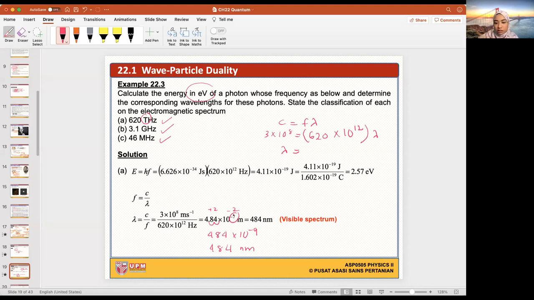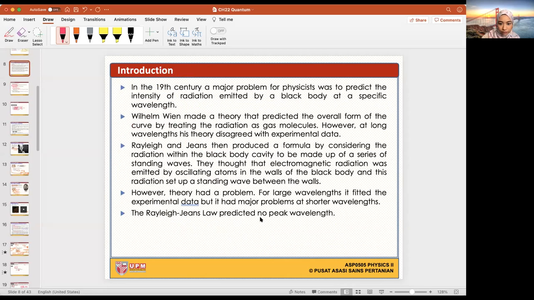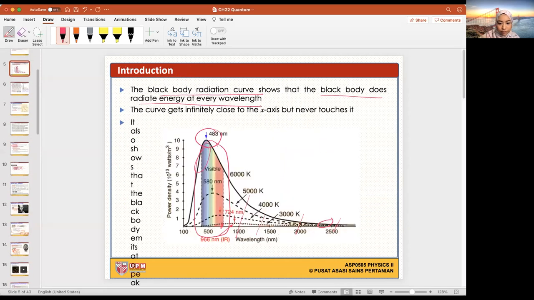Okay, you want to change this to minus 9, so you have to subtract 2. Where should you balance it out? You should add here. So add 2, 484. Okay, 484. So let's look back at the electromagnetic spectrum. 484 is in the visible region around here. Okay, visible region, visible.